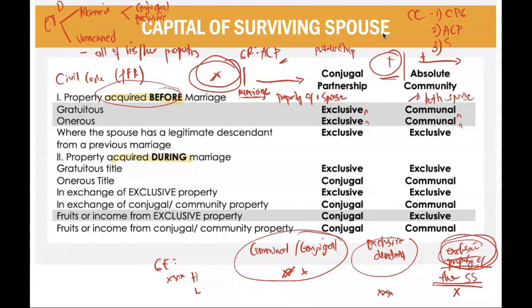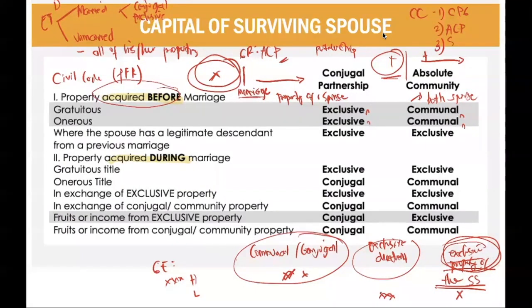Next, where the spouse has a legitimate descendant from a previous marriage. In this particular item, this is what we call a bar of transmission of property from one marriage to another marriage. So this happens if in case we have here A and B married, then A died, B subsequently married C. Okay, so the story here is there's a first marriage, so A and B are married. A died, therefore, there is now a transfer. There is now a subsequent marriage of B and C.